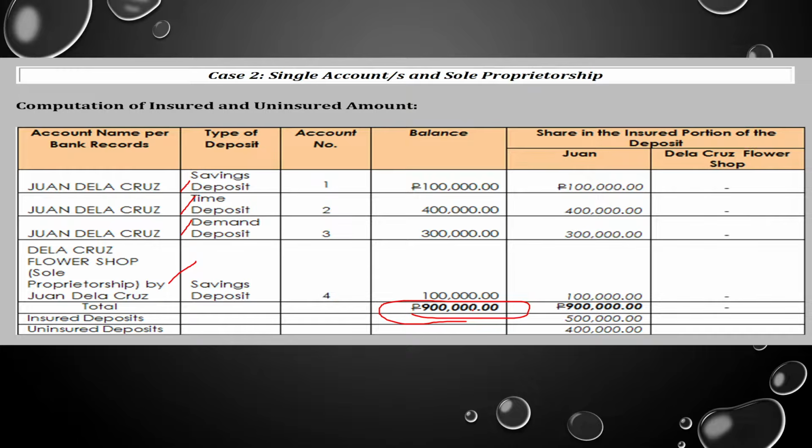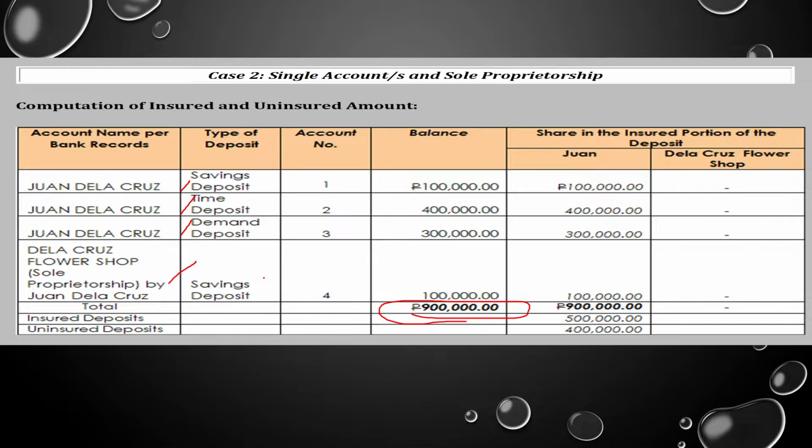So the first three deposit accounts are owned by the same person, Juan de la Cruz. Hence, the balance of the accounts will be added together. So a sole proprietor is fully owned by the owner. Hence, the De La Cruz flower shop owned by Juan de la Cruz will be added together to his first three accounts as all of them are maintained in the same right and capacity.